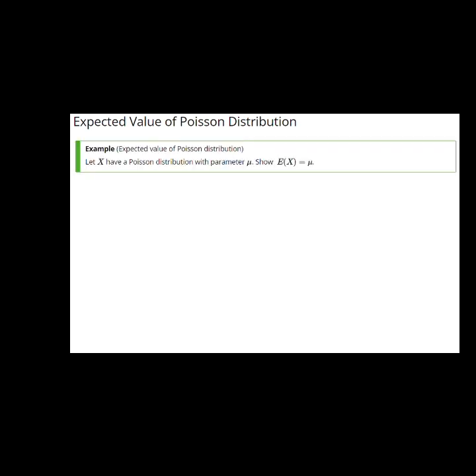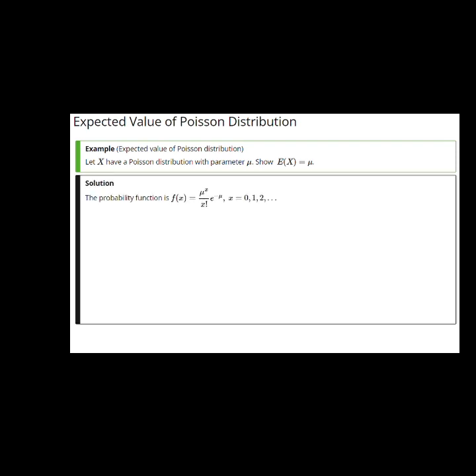Let's calculate the expected value of a Poisson distribution. Say the random variable x has a Poisson distribution with parameter mu, and let's show that the expected value of x turns out to be identical to the parameter, E of x equals mu. We begin by writing down the probability function, f of x equals mu to the x over x factorial, e to the minus mu, and the possible values of x: 0, 1, 2, 3, all the non-negative integers.